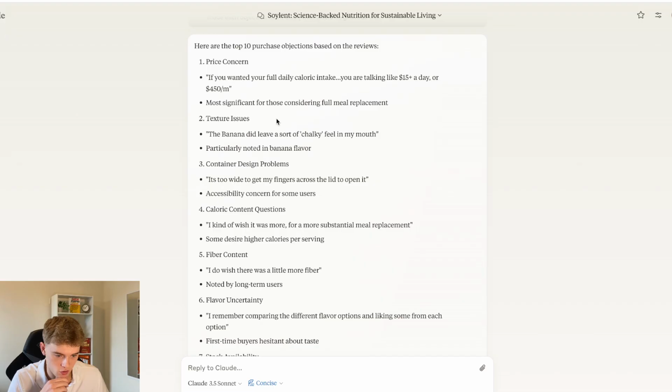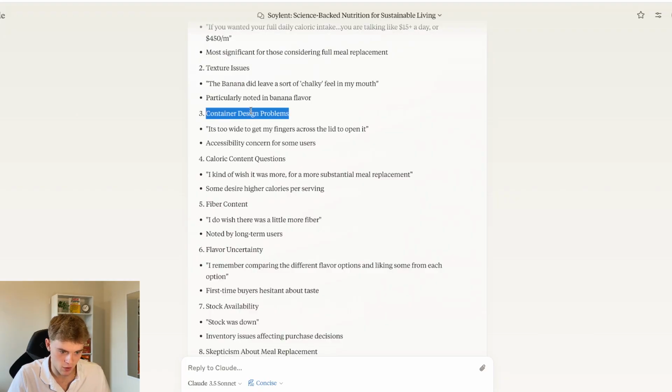Next one, we've got texture issues. So this person reported feeling a little bit of a chalky feel in their mouth. So what we'd probably want to find is reviews that actually prove that wrong. Because obviously, if your product genuinely does leave a chalky feel in someone's mouth, we're not going to sit here and lie. In that case, the product simply has a flaw. Now, what I would do in this case is go find reviews that say, I love the texture, I love the way this Soylent drinks, and we'd want to outweigh that with those reviews and make that clear and handle that objection in that way.